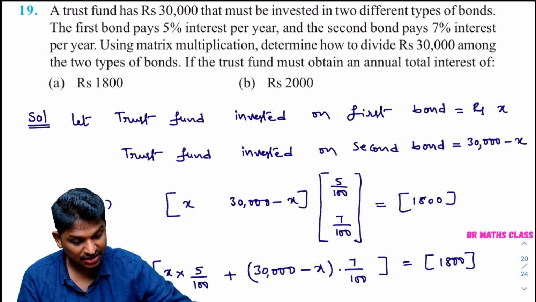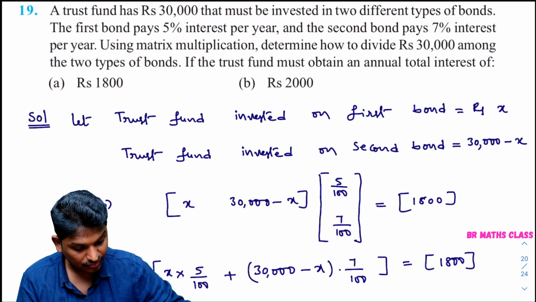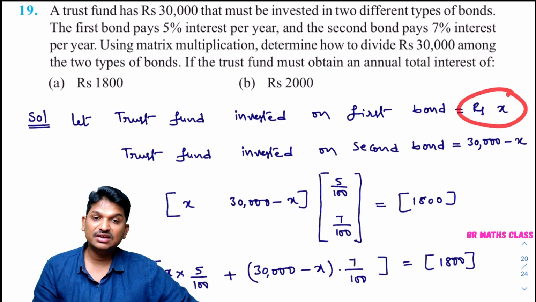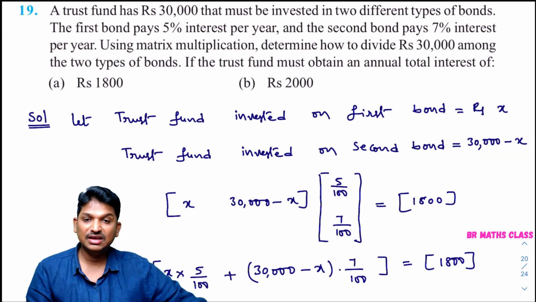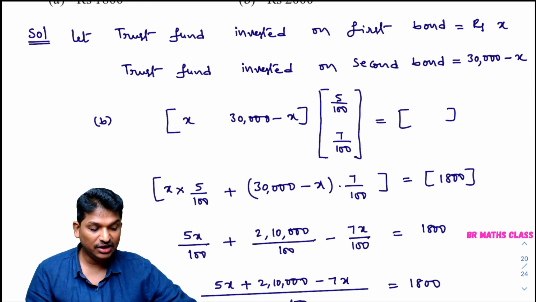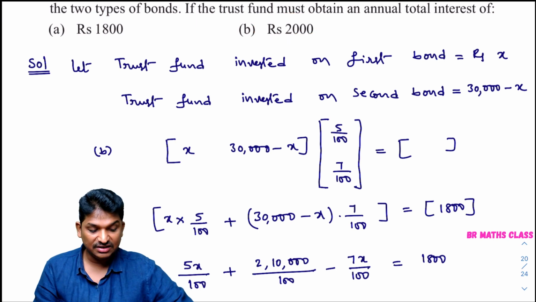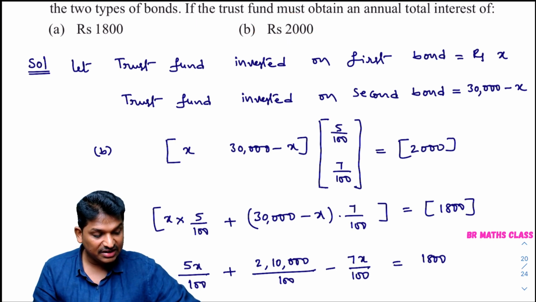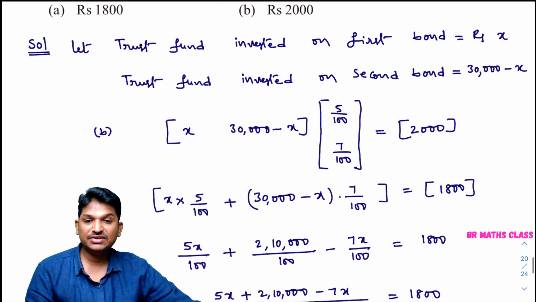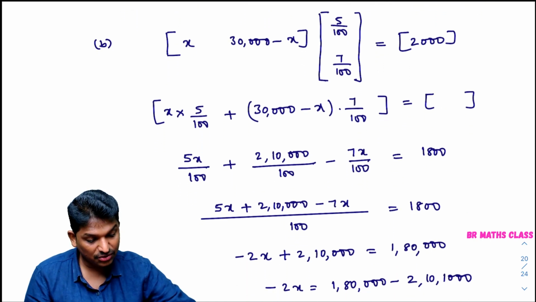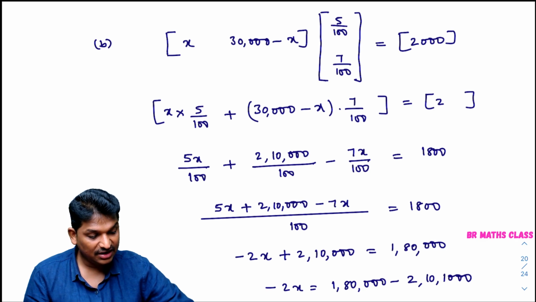What way to do this B bit? Very simple. I taken that the amount invested on first bond is x and second bond is 30,000 minus x. As usual equation. Here we want annual interest of rupees 2,000. That's it. Just you write 2,000 here. I hope you are understanding. Now you will get an equation like this. This side you will get 2,000. Okay, 2,000.